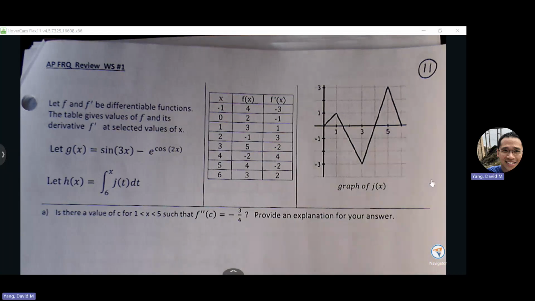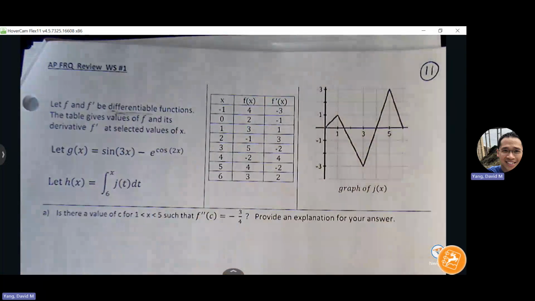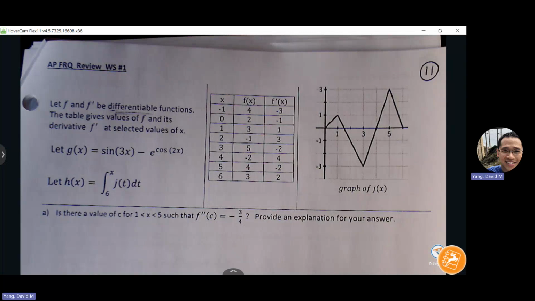Okay, let f and f prime be differentiable functions. So we know that f and f prime are smooth curves. We don't have to worry about any sharp turns or any poles or asymptotes. The table gives values of f and its derivative f prime at selected values of x. Let g of x equal sine 3x minus e to the cosine 2x. Let h of x equal the integral of j of t. We'll come back to that. All the different parts will hit the different things that are given to you.